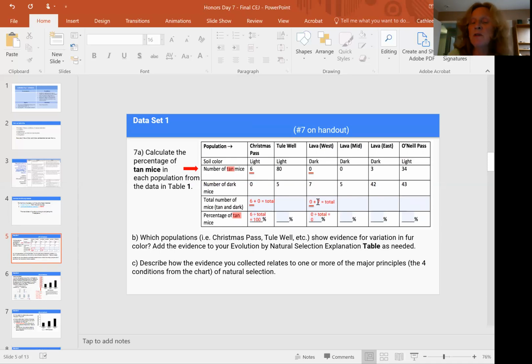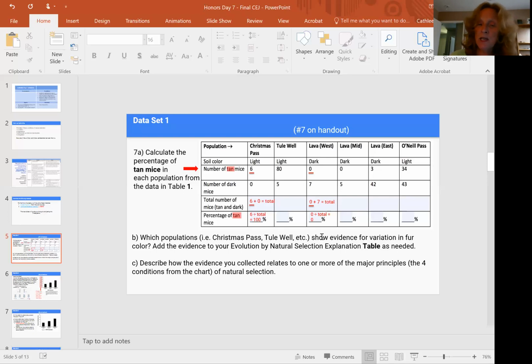Now, I went ahead and gave you another example of one of the observations that you would have made at Lava West, where here there were no tan mice. There were 7 dark. Therefore, 0 plus 7 gives you 7, right? And 0 divided by 7 is going to give you 0. So the percentage of tan mice was 0.